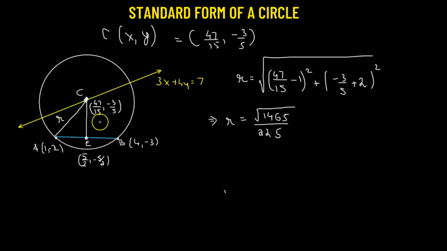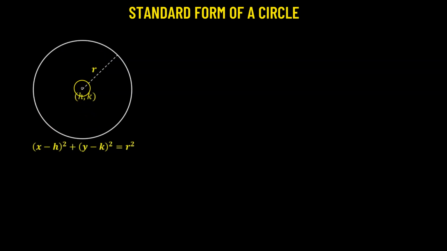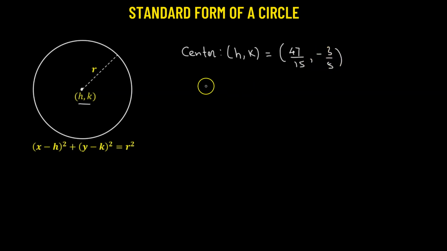Now that we finally have the radius of the circle as well as the coordinate of the center, we can find the equation of the circle by using the standard form. The standard form states that if a circle has its center at h comma k and a radius of r, then x minus h whole squared plus y minus k whole squared equals r squared gives the standard equation of a circle. Our center, h comma k, came out to be 47 over 15 comma negative 3 over 5. So h is 47 over 15 and k is negative 3 over 5.